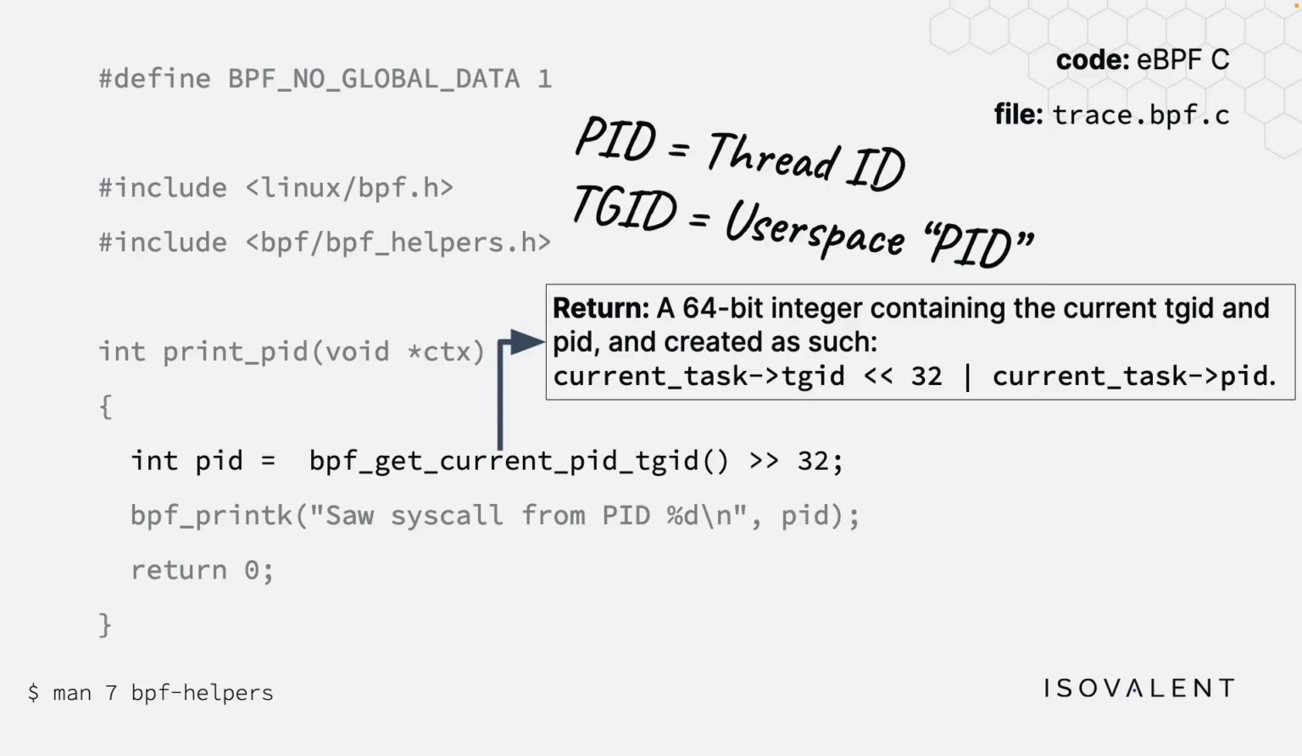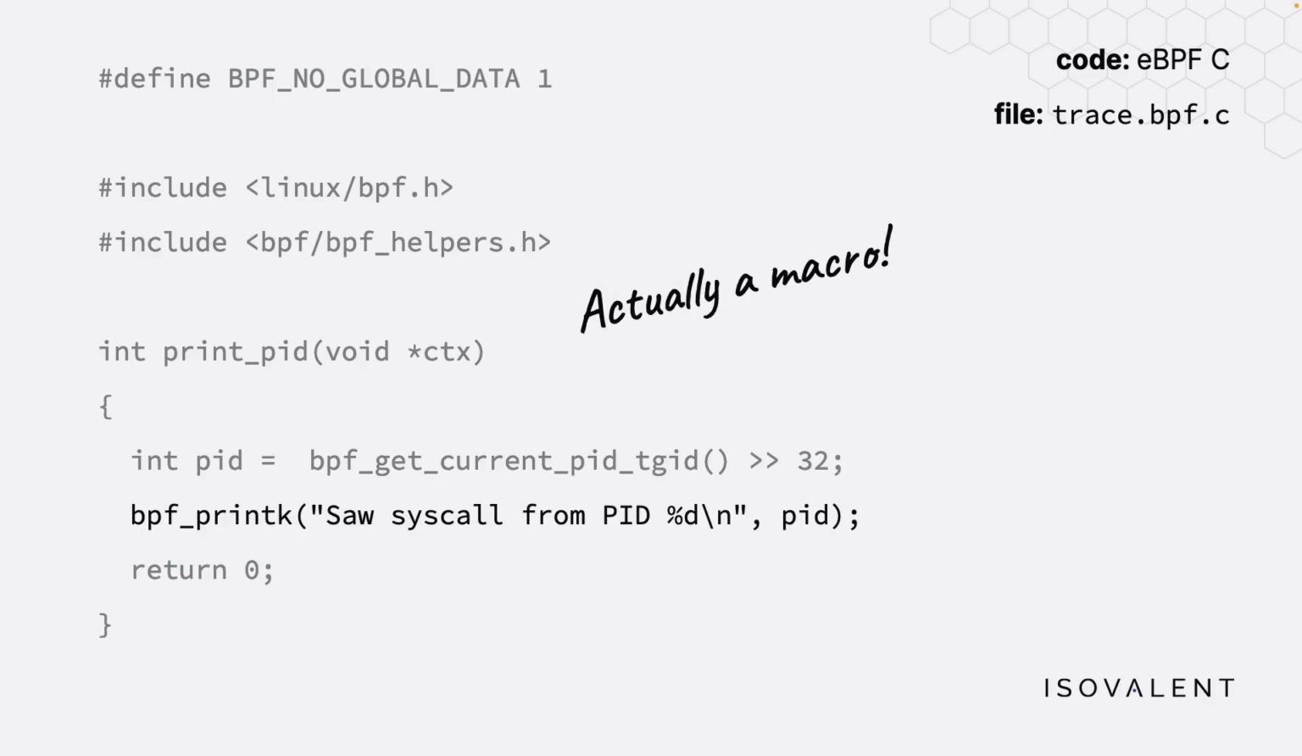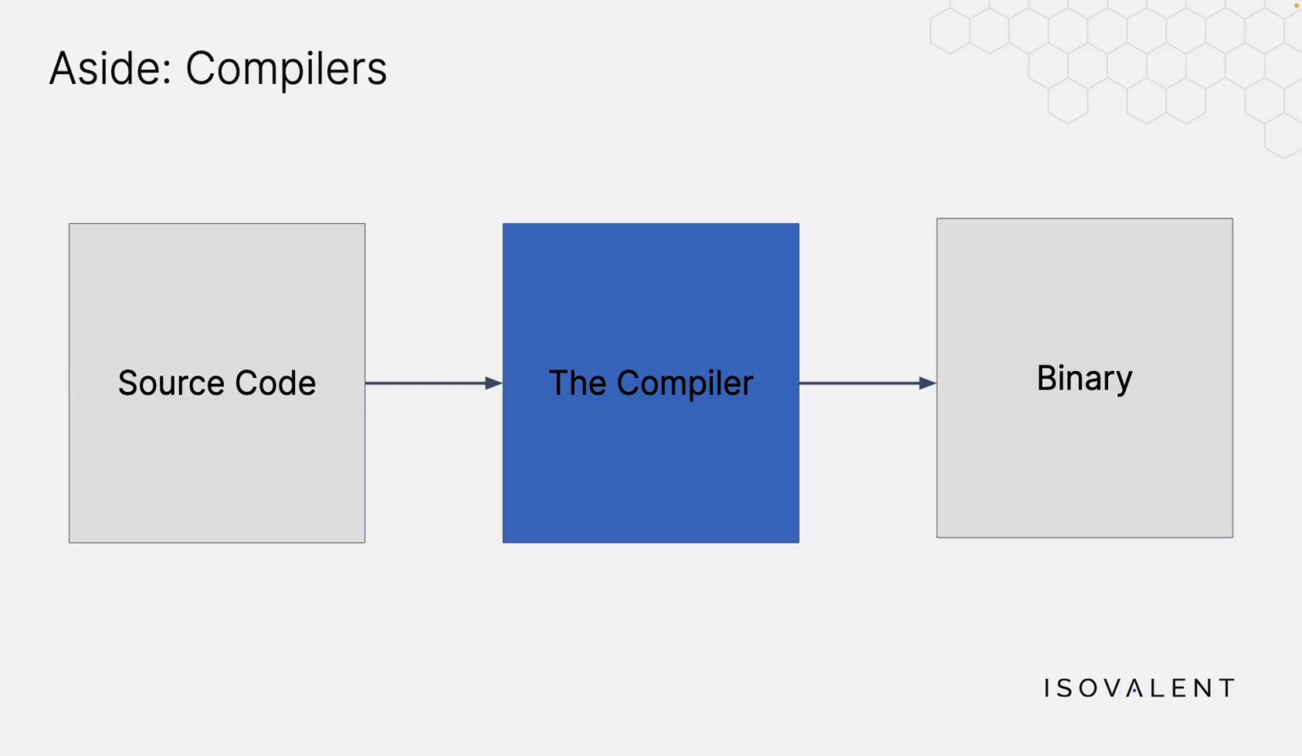We're going to get a PID. So we're going to use this BPF get current PID TGID function to get the PID, and then we're going to do some bit manipulation to get the thread group ID. As a note, the kernel considers what you consider to be a PID in userland to be a thread group ID, and a PID in the kernel means something different. So we want the TGID here. We're going to get that, and then we're going to call this function, which is BPF printk, to say what PID we just saw. This is actually a macro.